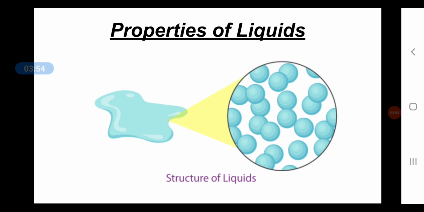The intermolecular force of attraction between the molecules of a liquid is also less than that of the solid. The thermal expansion of liquids is very high. That is, liquid can expand more on heating. And a liquid exerts pressure in all directions.